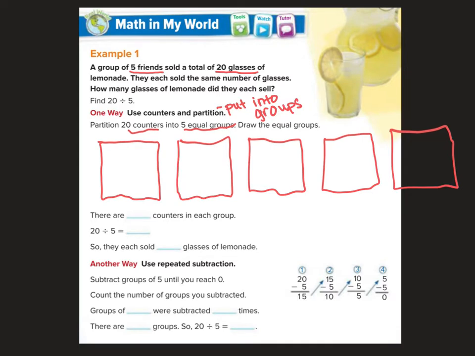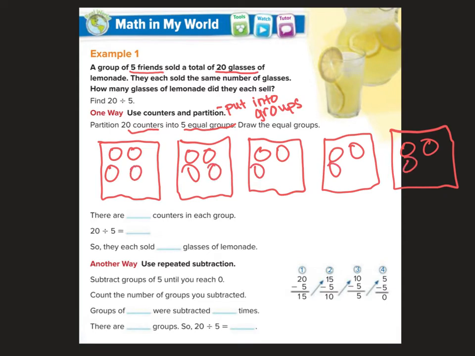So I'm going to put one circle into each group until I get to 20. Ready? 1, 2, 3, 4, 5, 6, 7, 8, 9, 10, 11, 12, 13, 14, 15, 16, 17, 18, 19, 20, 21, 22, 23, 24, 25. 25? We didn't need 25, we only needed 20. So I better erase one from each group. We only have 20 counters, not 25. There we go. So, how many are in each group?